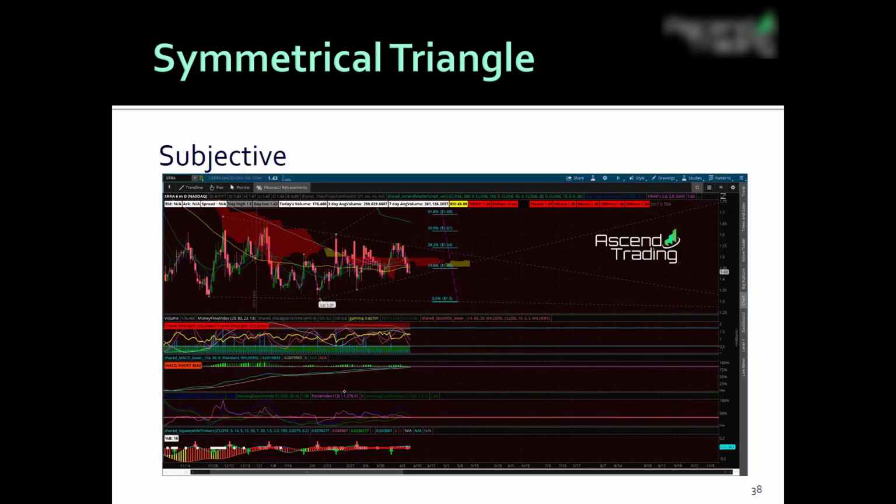This one is also subjective. The projected trend lines right here are nearly about to converge. So if you're quick enough, you can initiate a position here at the support and then sell at the resistance, and then wait for a decision at the break or breakdown of the apex.